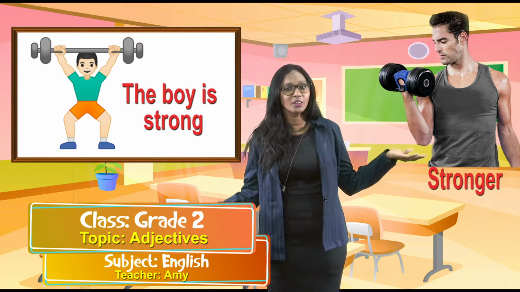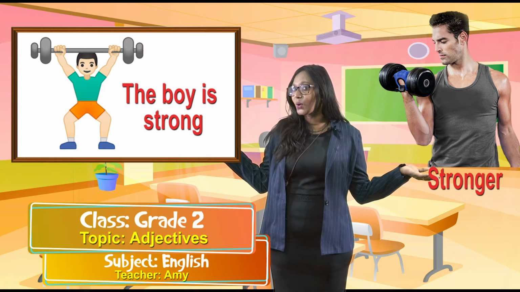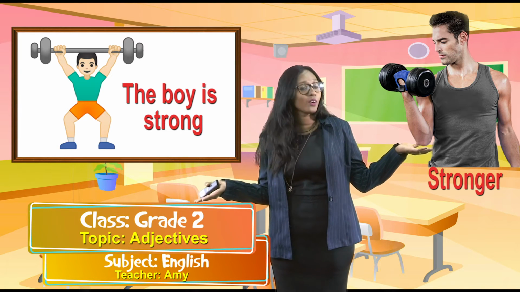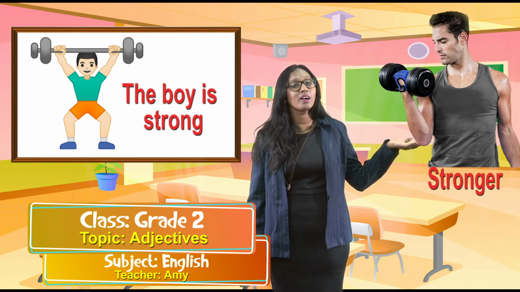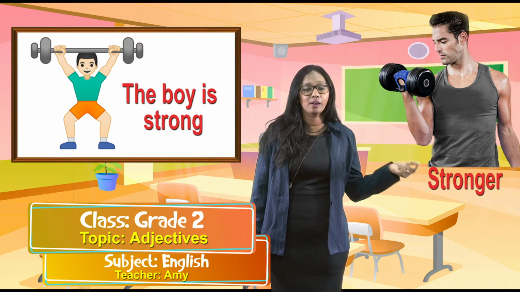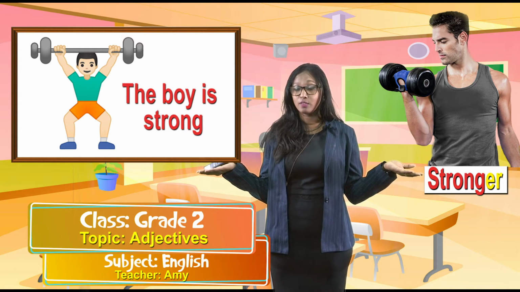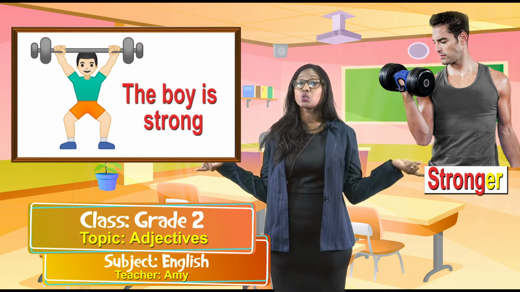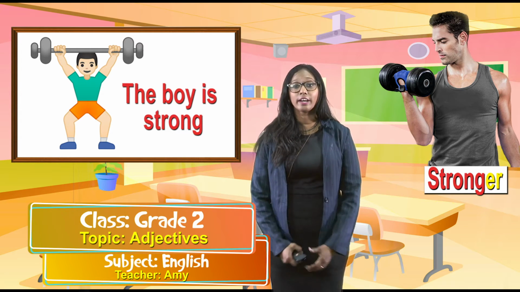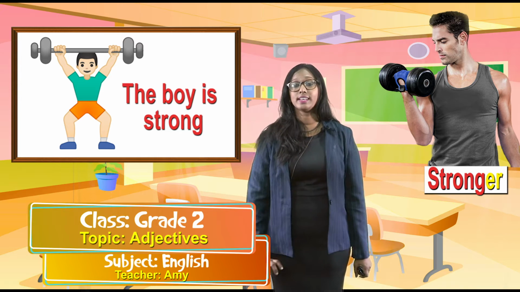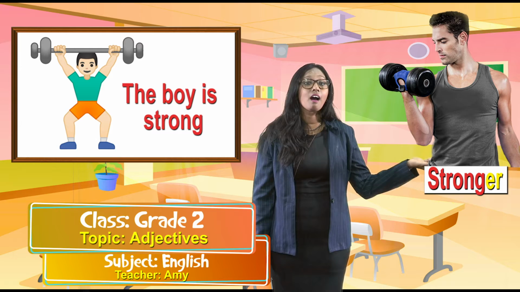Now look here, we have strong, S-T-R-O-N-G, and here we have stronger, S-T-R-O-N-G-E-R. So we add ER to the adjective because we're comparing two things or two persons. Because we are comparing two persons, this adjective ends in ER.